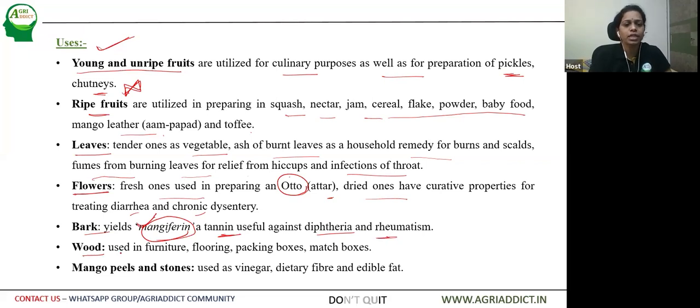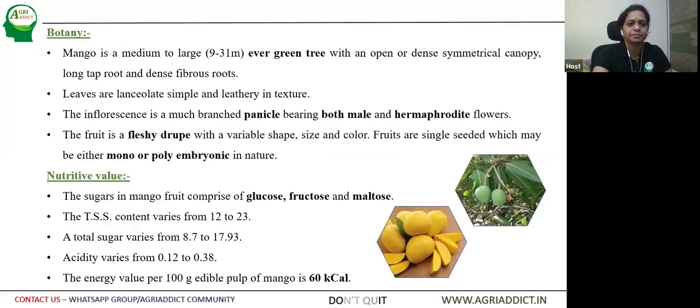And then the wood is used for making furniture, flooring, tiles, packing boxes, and matchboxes. Then the peels and stones are also utilized. They are not going waste. They are used for the preparation of vinegar, dietary fiber, and also as edible fat. Then we look into the botany of the crop.